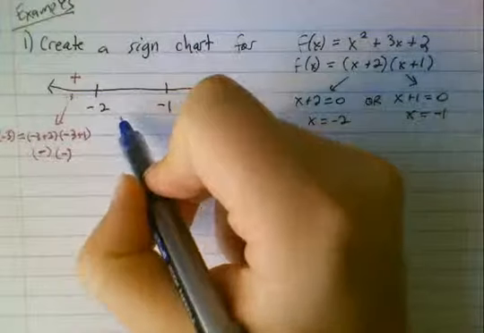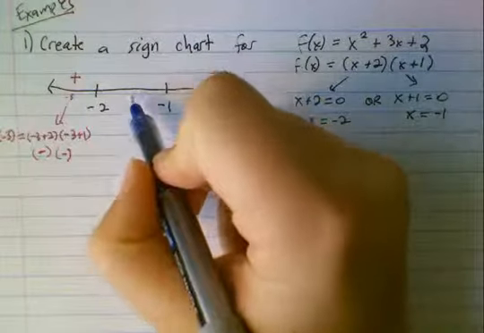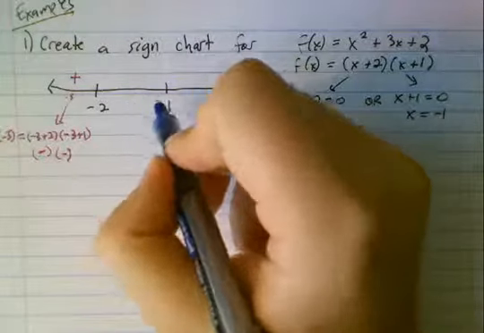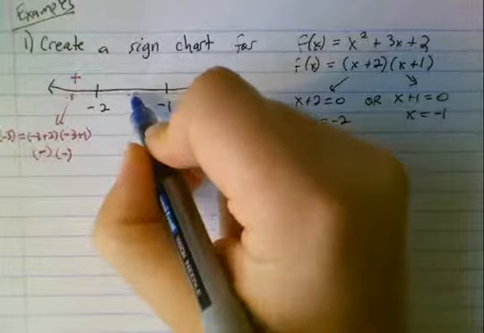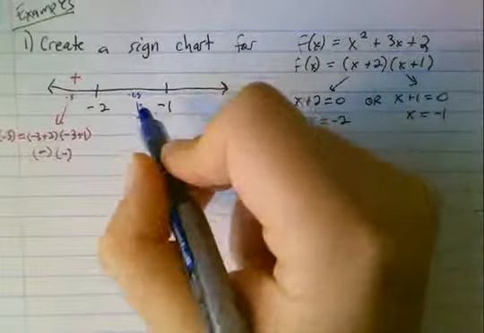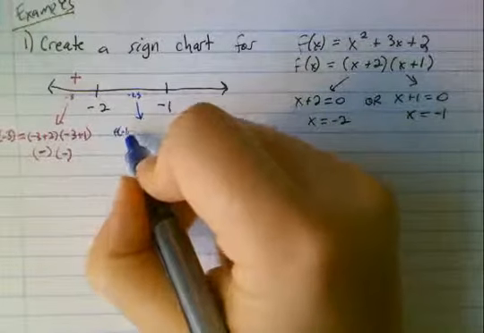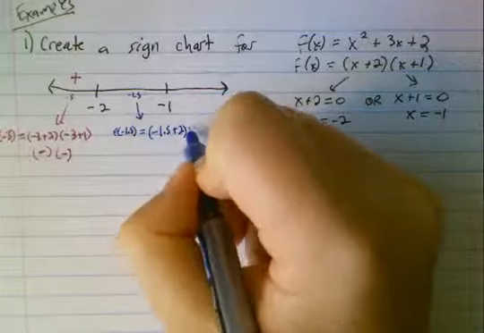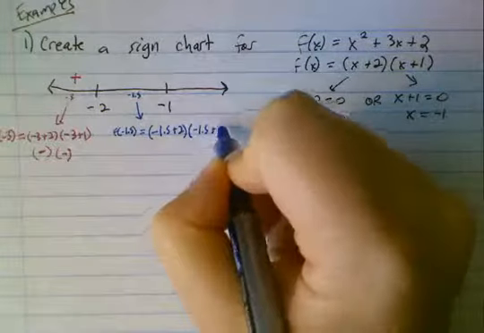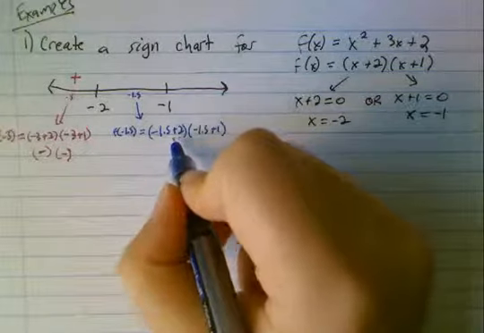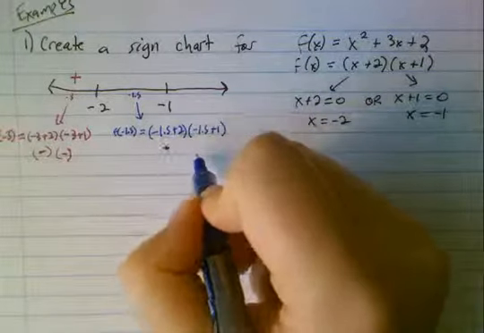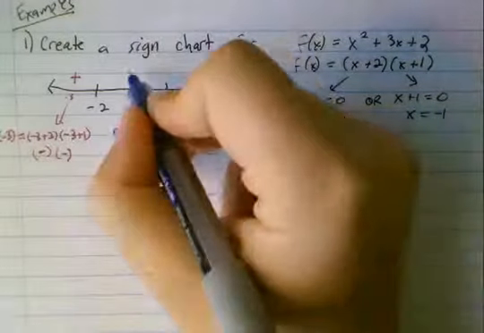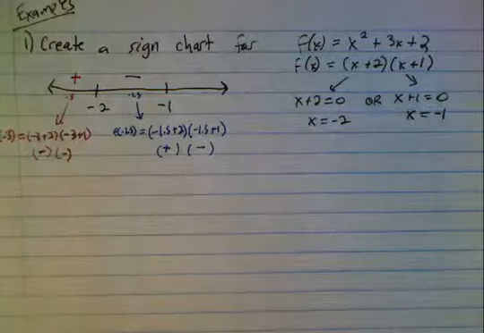So here, let's pick a number between -2 and -1. Really the main number in there is -1.5. So let's try to figure out f of -1.5. It's -1.5 plus 2, times -1.5 plus 1. We can see that -1.5 plus 2 is going to be a positive number, and -1.5 plus 1 is going to be a negative number. So negative times positive, negative overall.